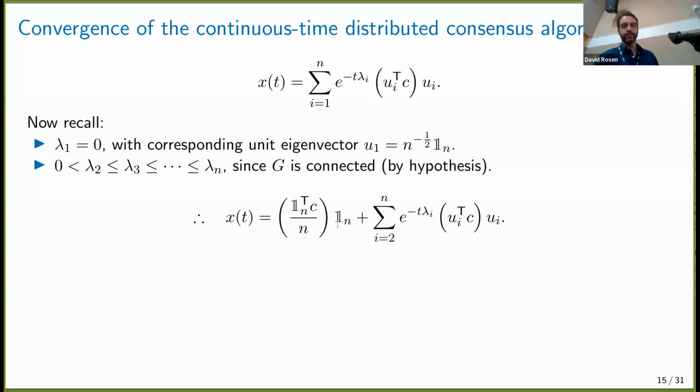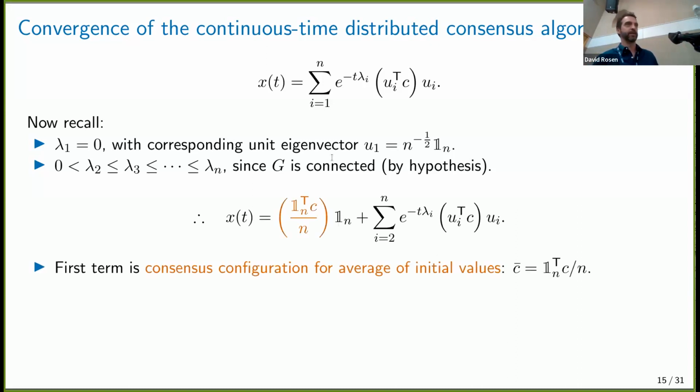And so the key thing to note here is, what is that first term? That first term literally says, take my ones vector, multiply it by C. That's going to give me the sum of all the elements in C, and I'm going to divide that by n. Well, that's literally the average of those elements. That's exactly the thing that I'm looking for. And so that first term corresponds to exactly the consensus configuration that I'm looking for.